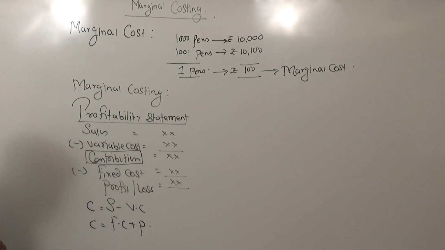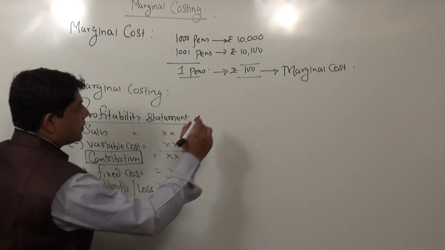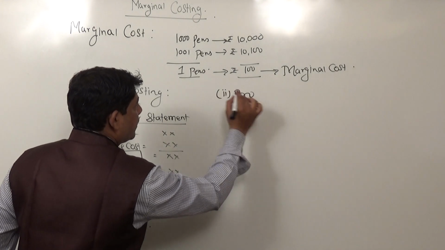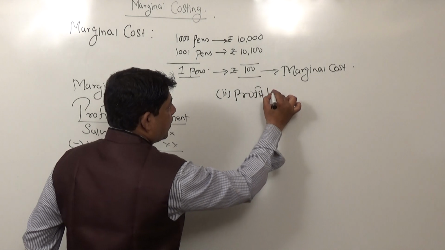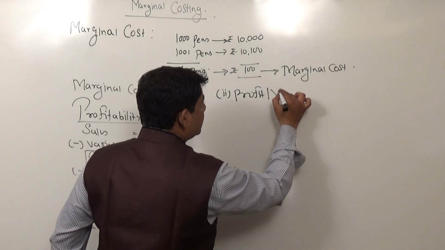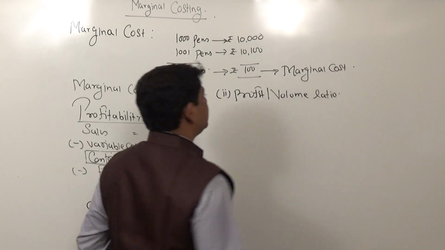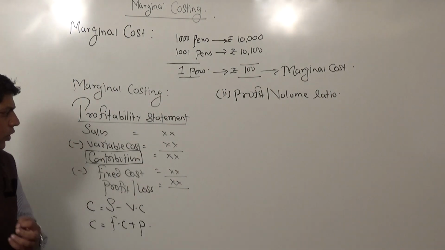Now, the second point which we have to understand is profit volume ratio. Profit volume ratio. What do you mean by profit volume ratio?